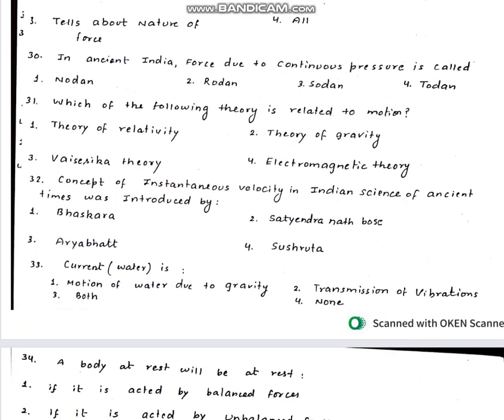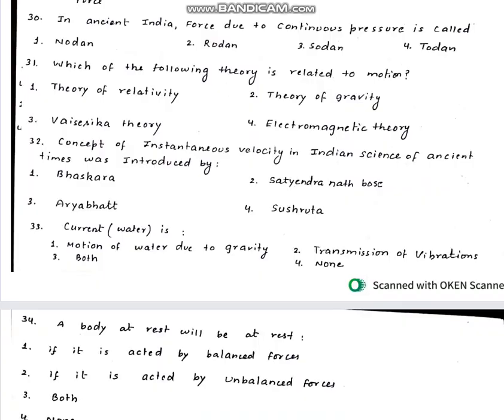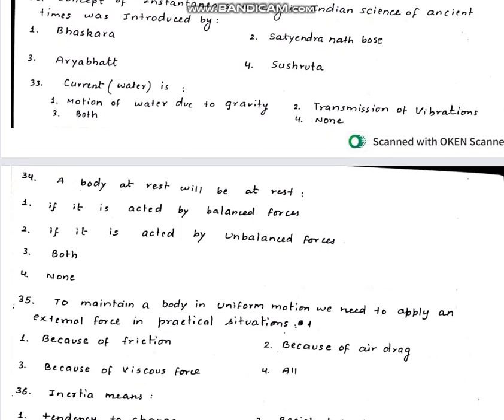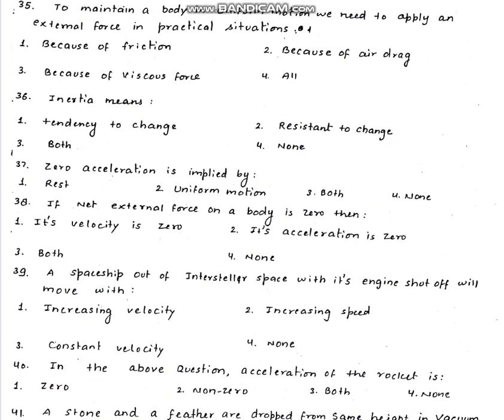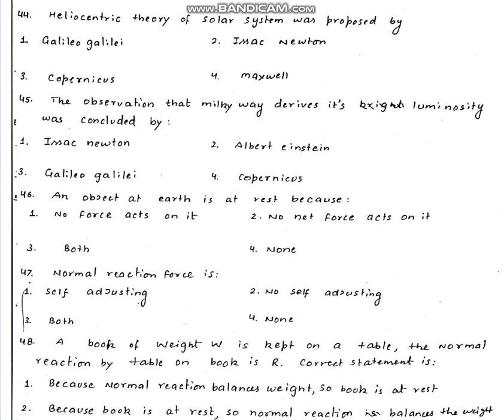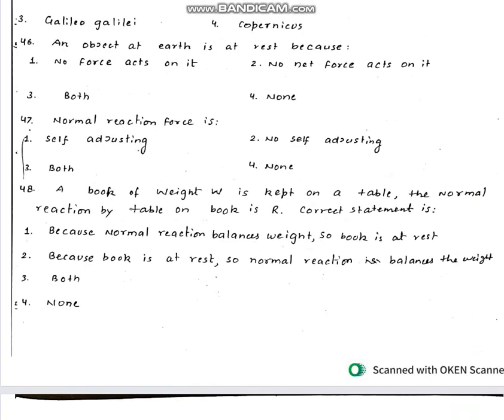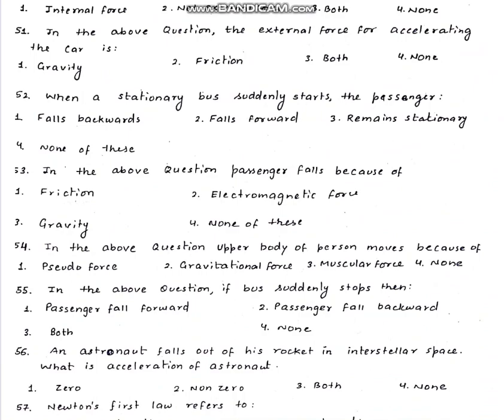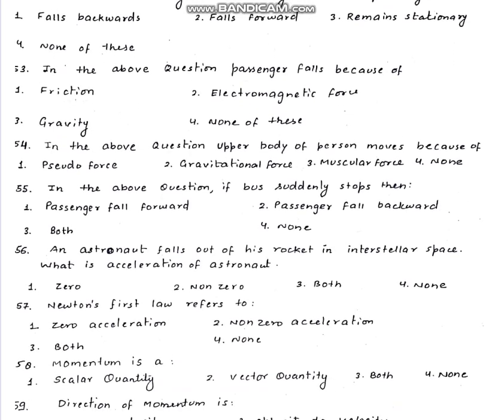Then ancient India, where force was due to continuous pressure, a theory related to motion. Then the concept of instantaneous velocity, then body at rest. Then the concept of inertia, then experiments done on heliocentric and geocentric theories. Then we have normal reaction, then acceleration of a car, then the concept of inertia of motion and rest and direction, obviously.